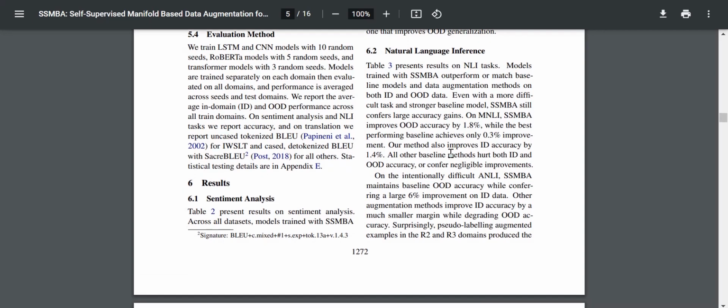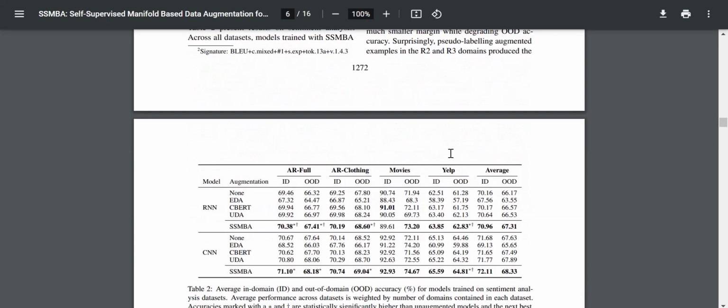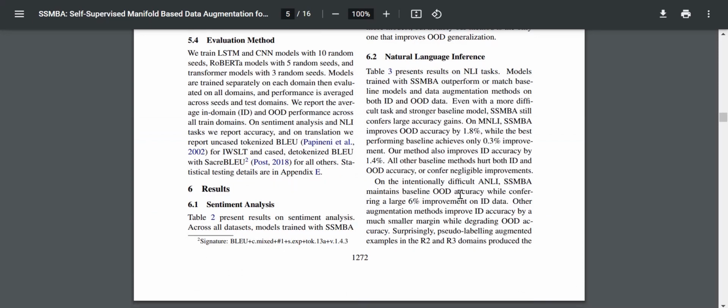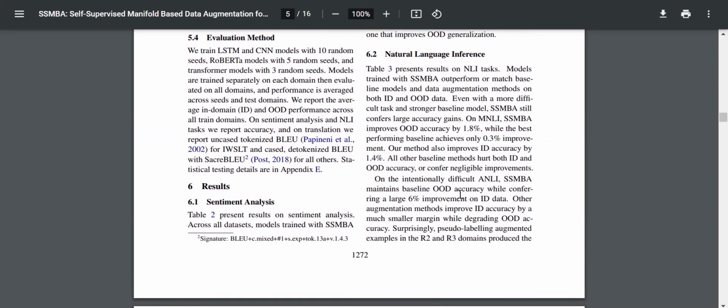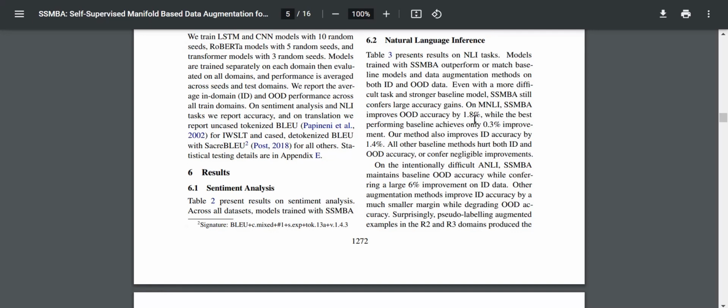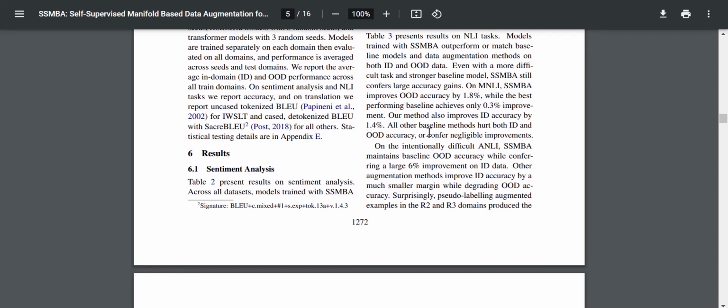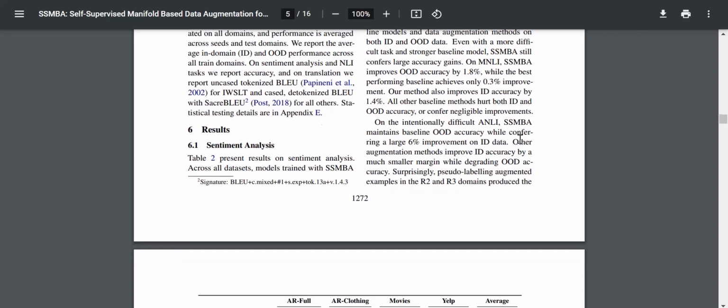Of course, it wouldn't have been a paper if it didn't, but the technique does not require any specific information and is able to perform well on so many different tasks. So for NLI, models trained with SSMBA outperform or match baseline models and data augmentation methods on both the datasets. Even with a more difficult task and stronger baseline, SSMBA still confers large accuracy gains. All the other baseline methods hurt both in-domain and out-of-domain accuracy or confer negligible improvements.